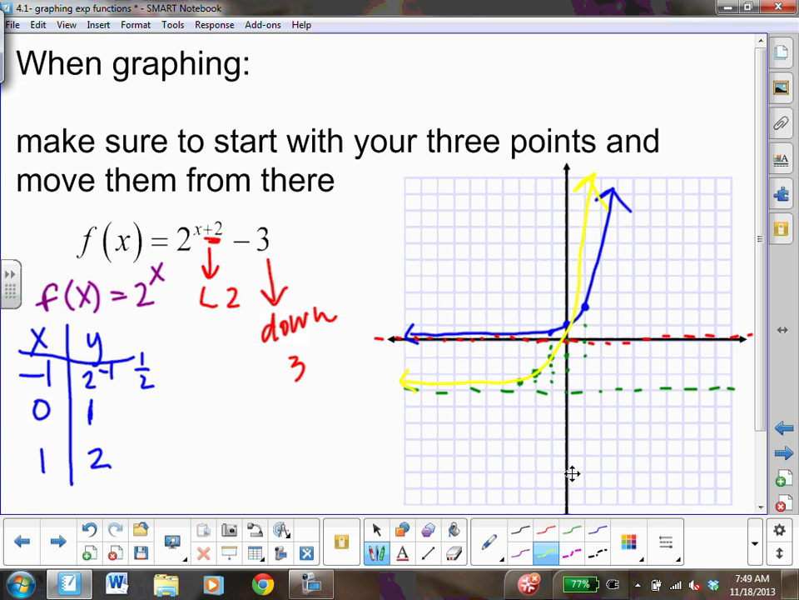We'll continue more with graphing exponentials in class. Please write down any questions that you may have, and we'll cover them.